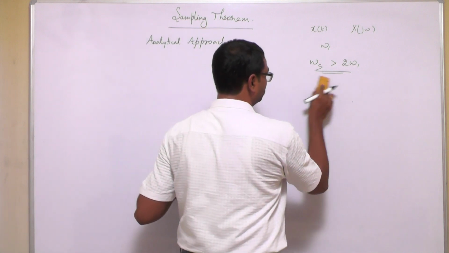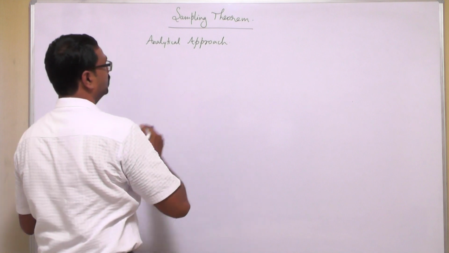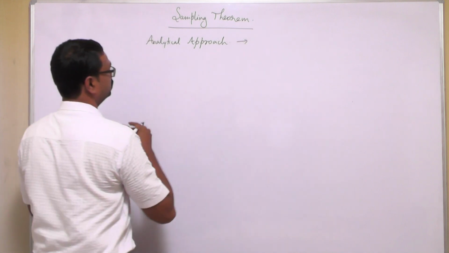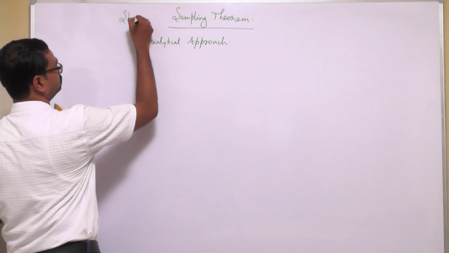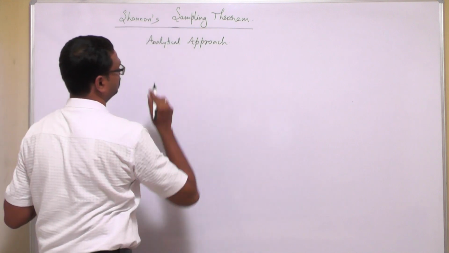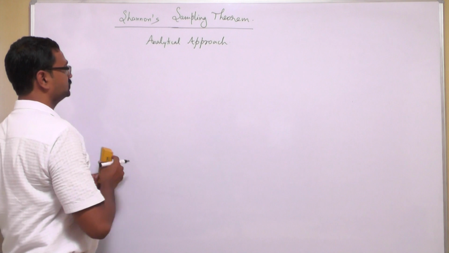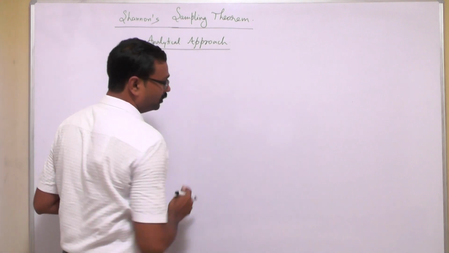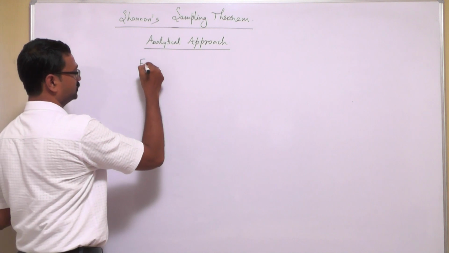Therefore, with this in mind, we try to understand the analytical approach. This is Shannon's sampling theorem, designed by the scientist Shannon, and this is the analytical approach. For this, we need to understand a little bit of Fourier transforms.